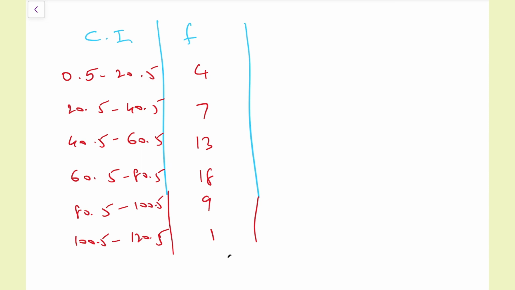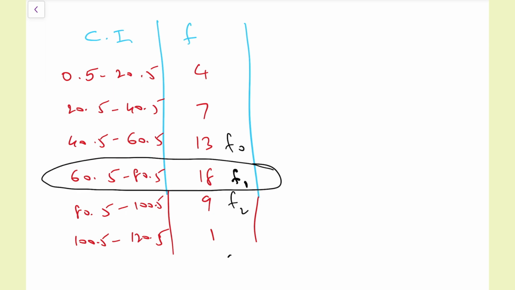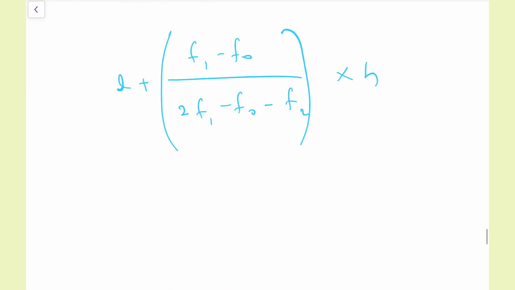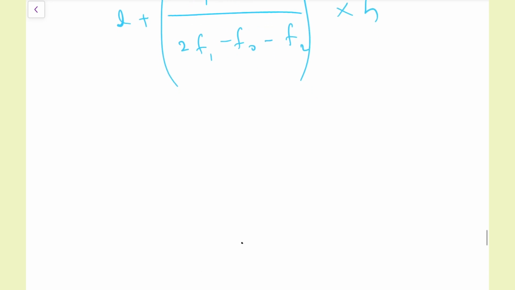In the frequencies, the biggest number is 18, right? So that is F1. Previous one is F0 and after that is F2. That's it. In this F1 only, take that row. In the class interval, the lower number will become the lower boundary. Okay, let us substitute first of all. L is 60.5.